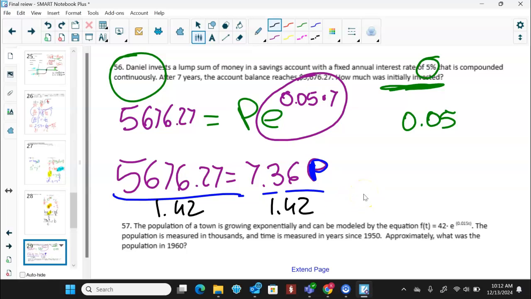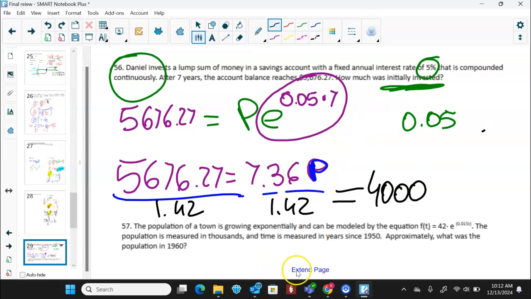I would round it up to 4,000. So that is saying that P is $4,000. So that means that he invested $4,000 and after 7 years with the percentage of 5%, he ended up having $5,676.27. Okay, sorry about that mess.